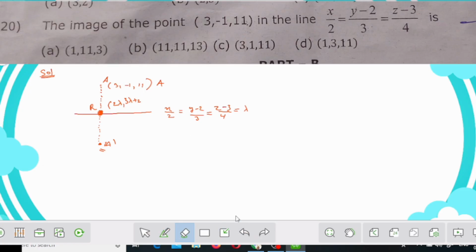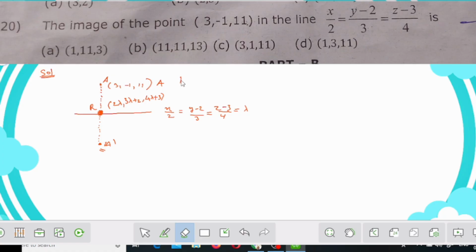That z coordinate, if you equate (z minus 3) by 4 to lambda, z minus 3 equals 4 lambda, then z equals 4 lambda plus 3. So this is 4 lambda plus 3. So the foot of the perpendicular will be of the form (2 lambda, 3 lambda plus 2, 4 lambda plus 3). Now first we are going to find the direction ratios of the line RA.